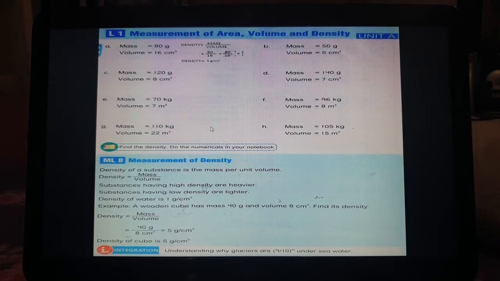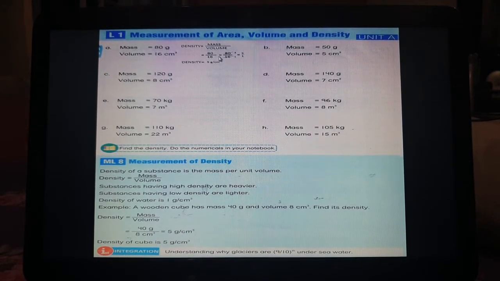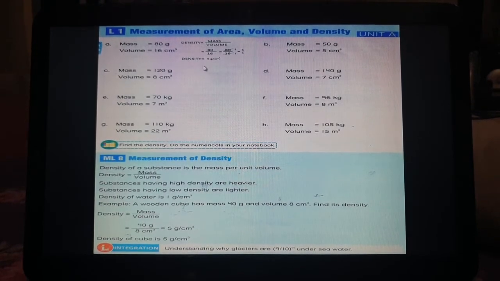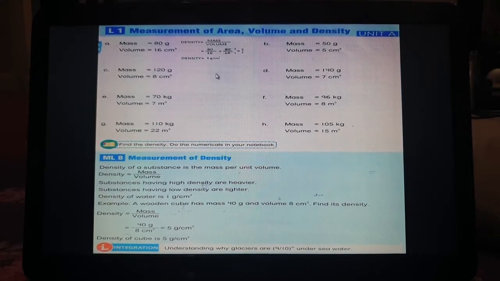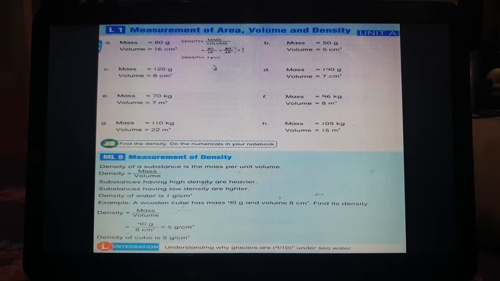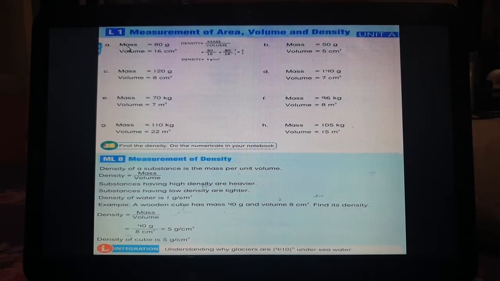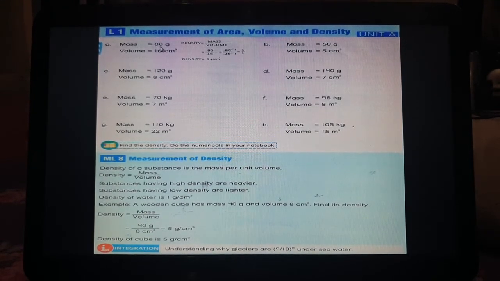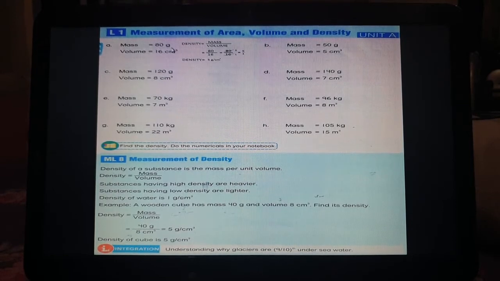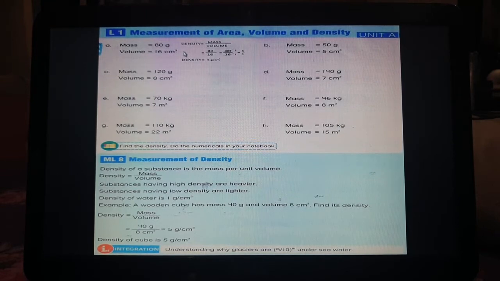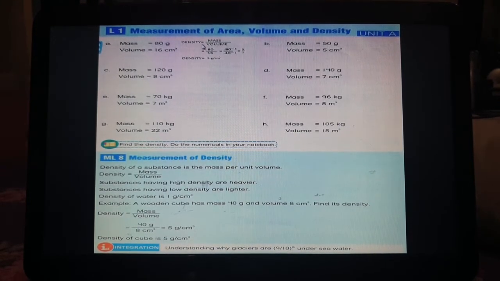Okay. Now, measurement of areas and volume and density. Here you can see one problem has been solved for you. You have to calculate the density. Mass is given: the mass of some object is 80 grams. As I told you before also, mass is nothing but weight. An object is weighing 80 grams and the volume is 16 centimeter cube. You need to calculate the density.